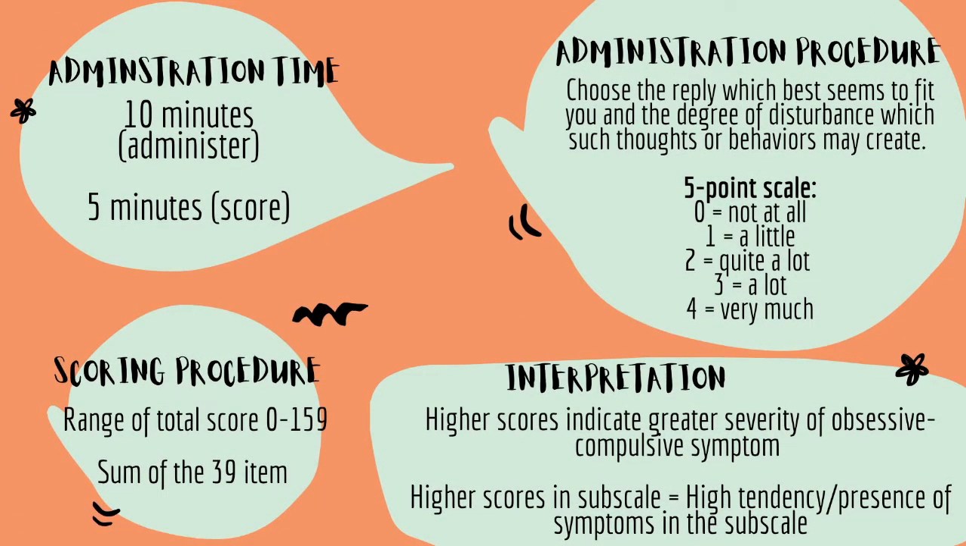It takes 10 minutes to administer and 5 minutes to score. The patient needs to choose the reply which best seems to fit them and the degree of disturbance which such thoughts or behaviors may create. The scoring procedure is just to total up all the 39 items, and the score ranges between 0 and 159. For interpretation, a high score indicates greater severity of obsessive compulsive symptoms, and a high score in a subscale indicates a high tendency of symptoms in that subscale.